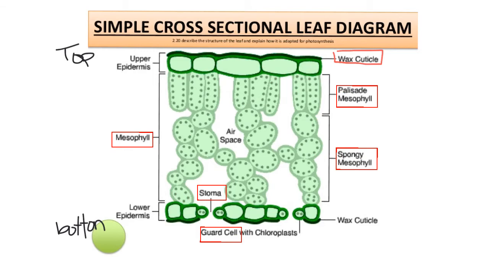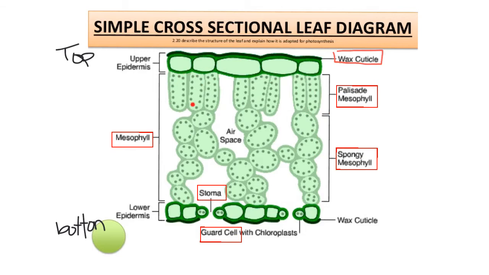Hopefully you paused it and gave it a minute of thought. You may have noticed a few things. One, this spongy mesophyll are more circular, I guess, whereas the palisade are more oval shaped. They're longer. They're elongated. The other thing you might have noticed is that the palisade mesophyll are arranged neatly.